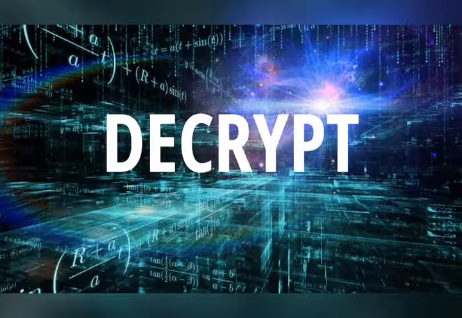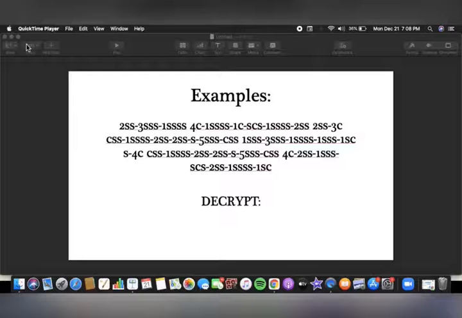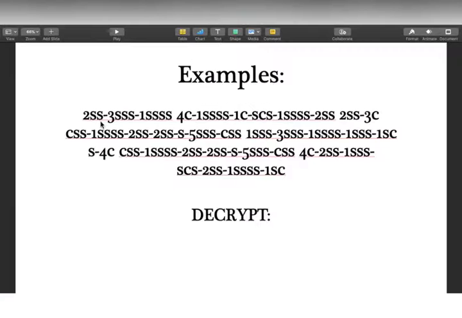Now we will proceed on how to decrypt these encryption keys. Here are some examples in decrypting. So take note that every space there is a follow-up word. So the first encryption key is 2SS, which stands for letter T. 3SSS stands for letter H, and 1SSSS stands for letter E. So the outcome word is the.